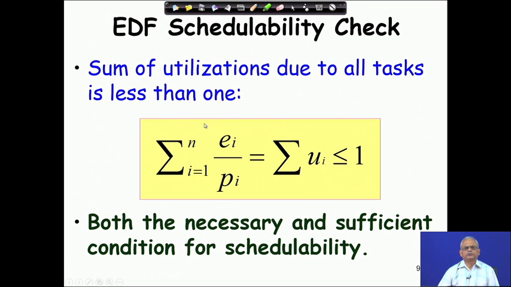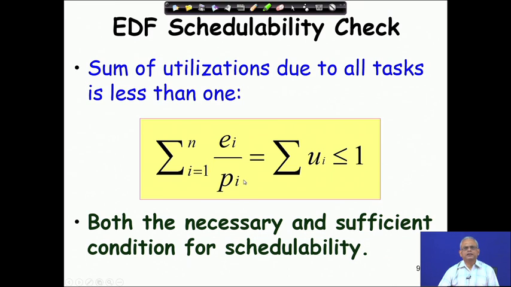An important issue that we need to understand well and also be able to check is schedulability. The schedulability of a task set means whether EDF can run it. The schedulability expression for EDF is very simple. It is sigma Ei by Pi. If there are n tasks, 1 to n, then sigma i equal to 1 to n of Ei by Pi.